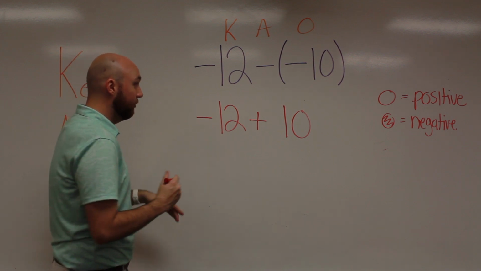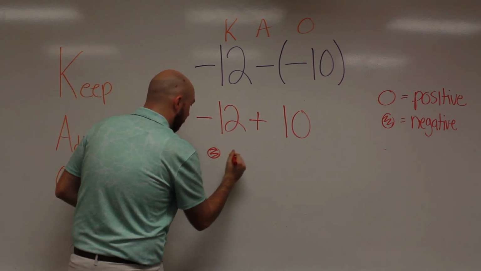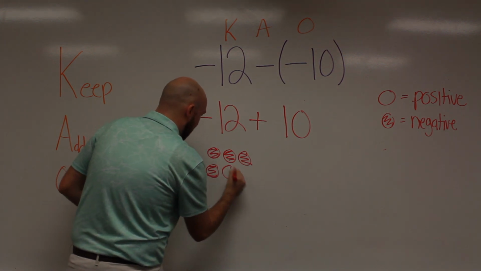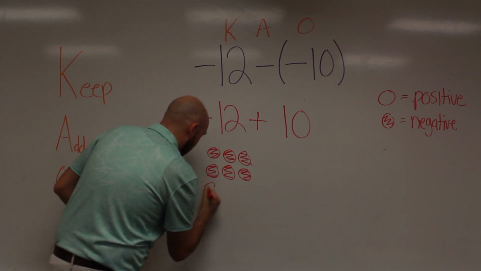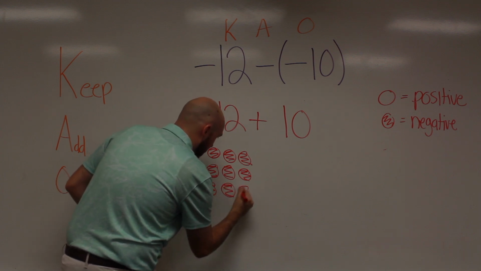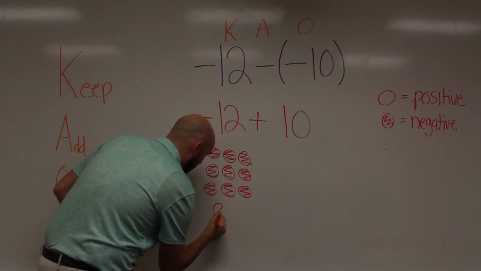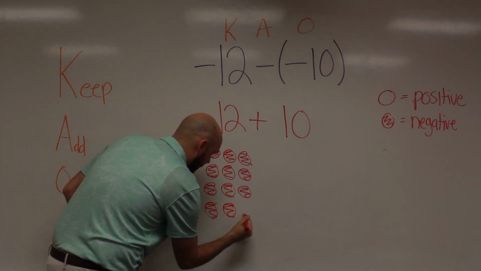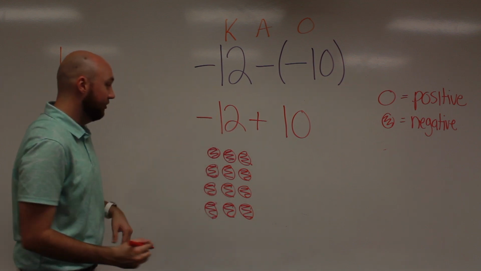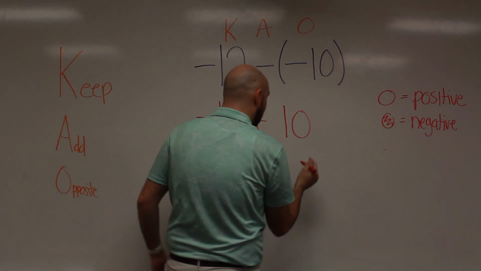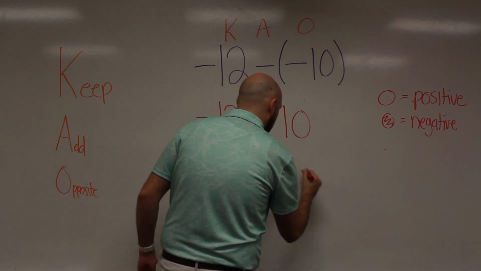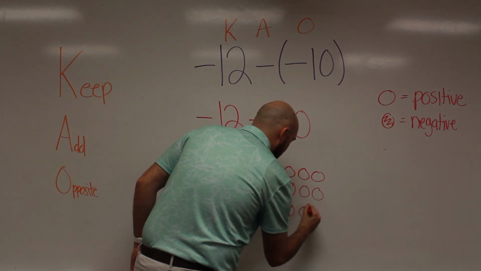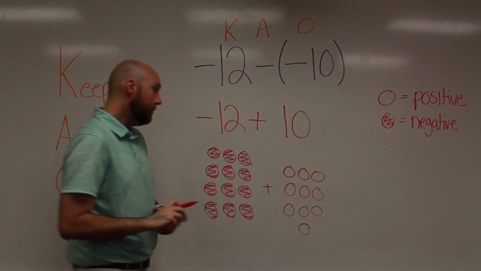So we got negative 12. Let's draw 12 circles colored in. 1, 2, 3, 4, 5, 6, 7, 8, 9, 10, 11, and 12. So this represents a negative 12. We're adding, right? And then plus 10. So we got 1, 2, 3, 4, 5, 6, 7, 8, 9, and 10.